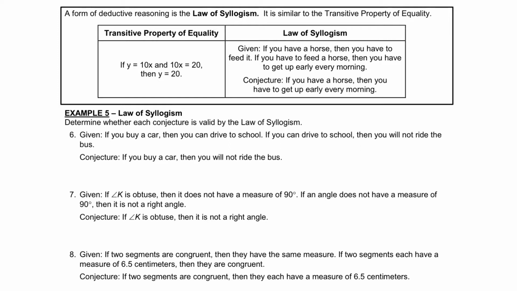The first thing it says is that this law is similar to the transitive property of equality. We're going to talk about the transitive property of equality in the next section, which is section 2-5. So let me write you a little note about the transitive property of equality, and then we'll compare that to the law of syllogism.